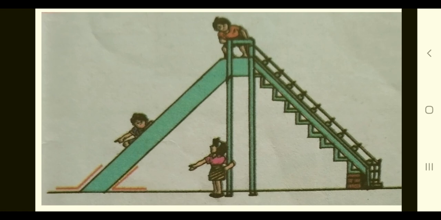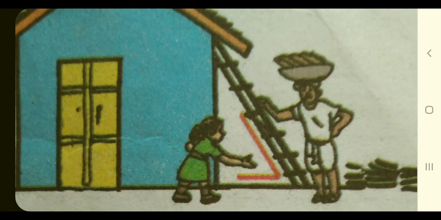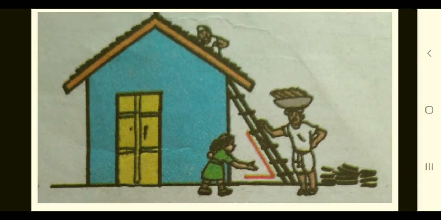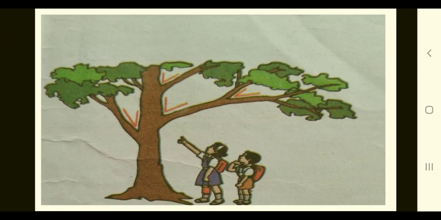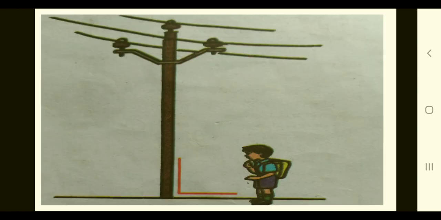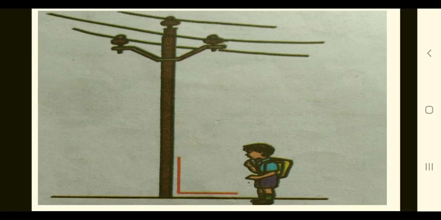Now let's see the next picture. In this picture, the ladder and the ground make an angle. Now let's move to another picture. In this picture, we see angles between the tree trunk and its branches. If you see this electric pole, you will also get an angle between the electric pole and the ground. But the shape of all these angles is different.